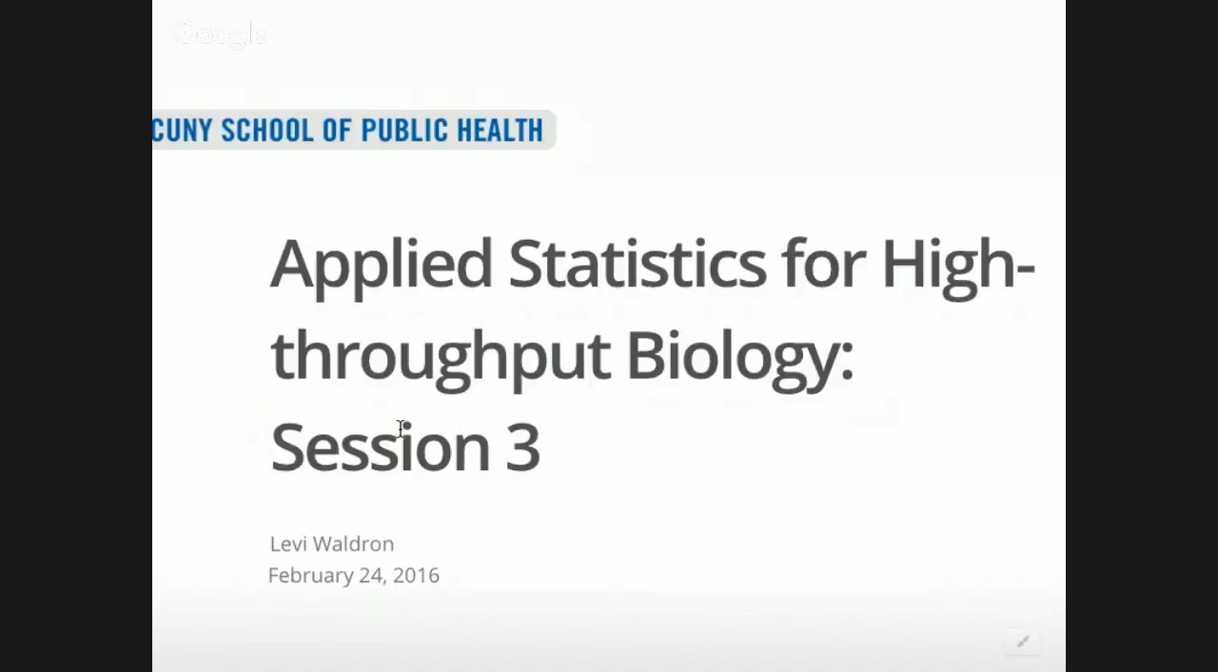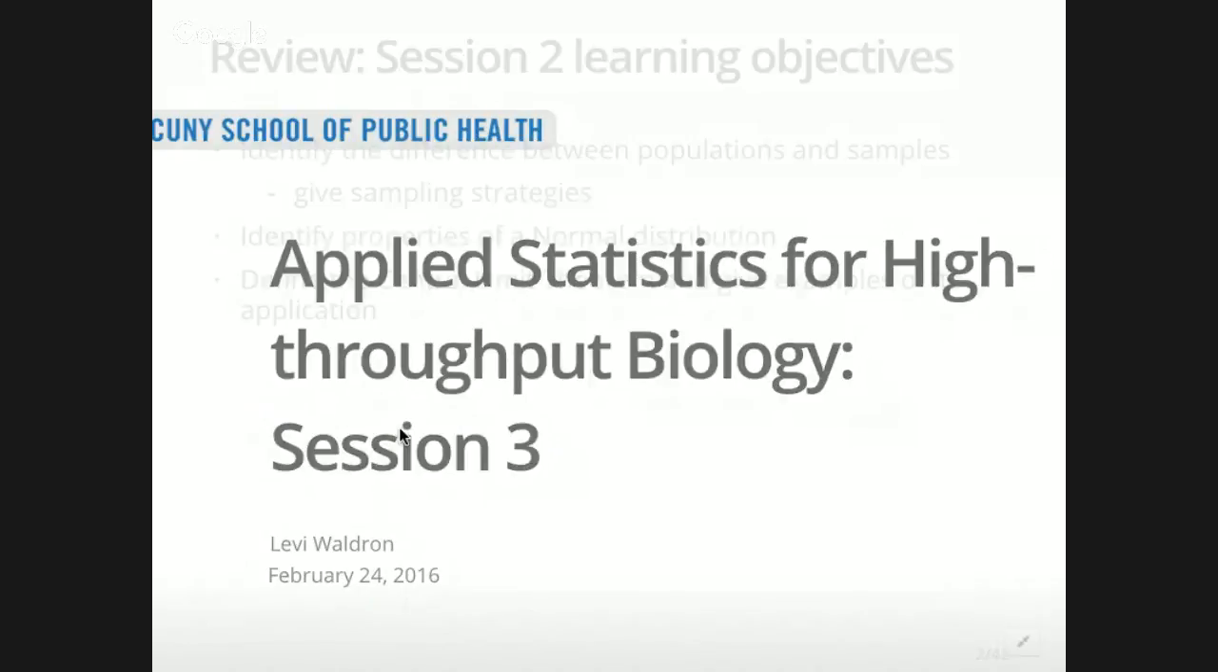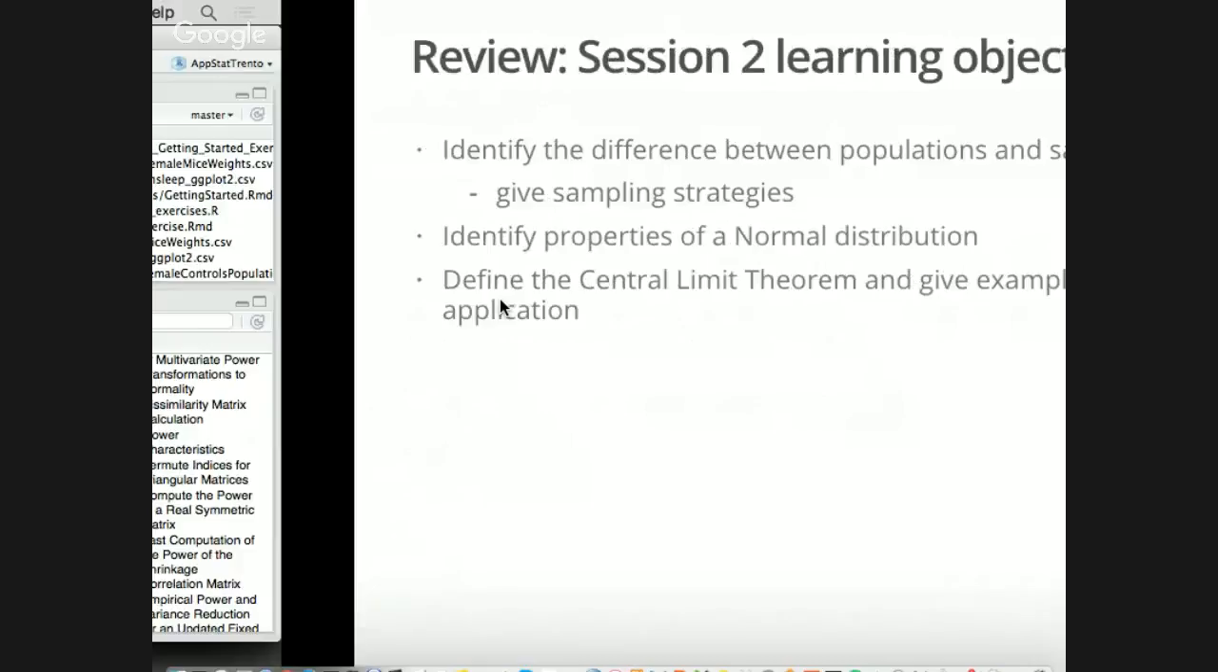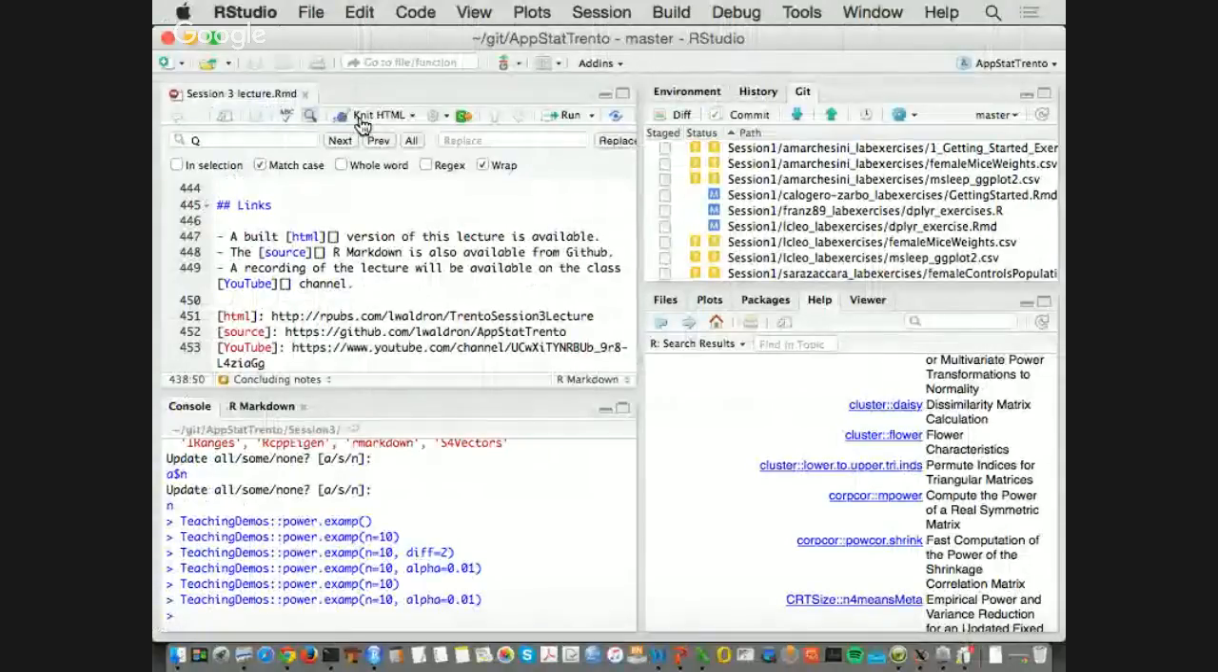But for now, for session 3, we're going to move into hypothesis testing. Oops, wait a minute. This is not quite the final version.